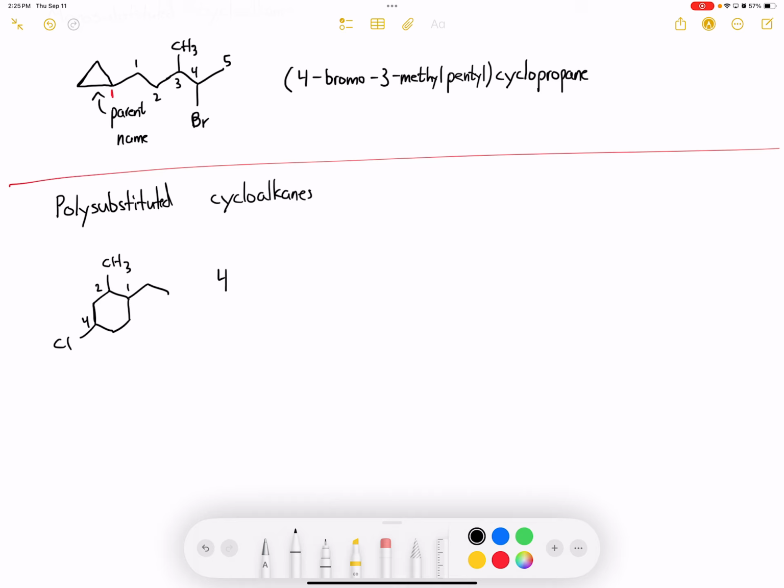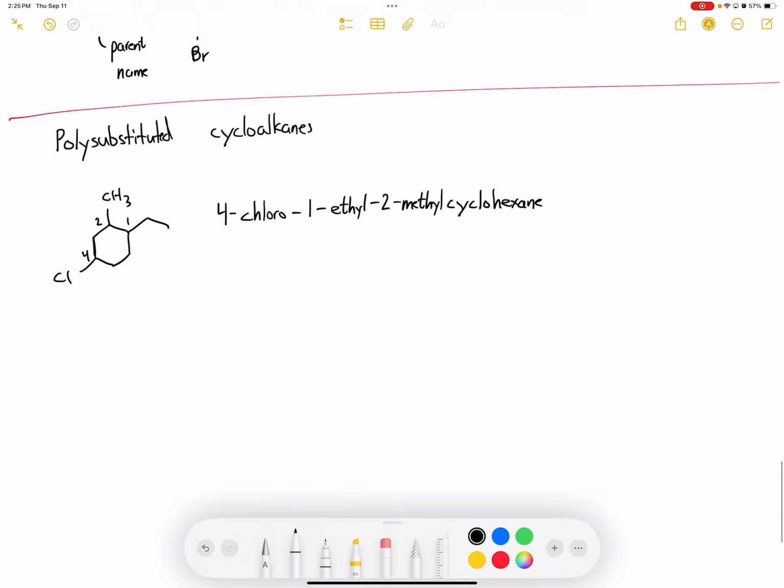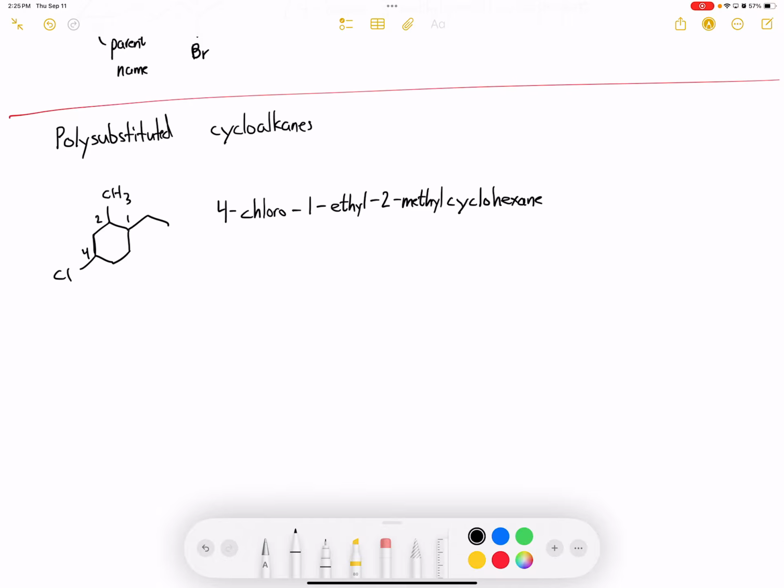All right. So first we go alphabetical, 4-chloro, 1-ethyl, 2-methyl. All right, and what size ring is that? Cyclohexane. So don't forget the cyclo, okay? It's technically wrong if it doesn't have that. All right, are there any questions how we got the numbers there? Okay. Now let's talk about cis and trans.